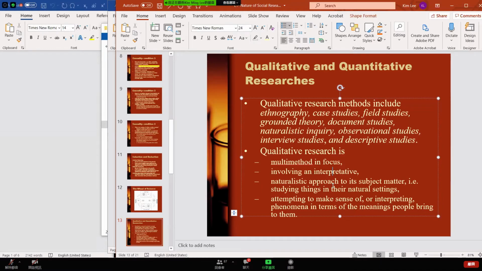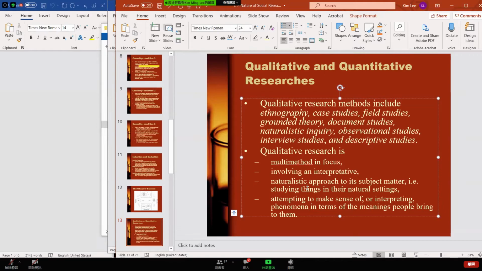Naturalistic approach to a subject matter. Naturalistic, that means you study them in their natural environment. So you interview people at some places comfortable to them. But for quantitative research, for example, in experiment, you do it in a laboratory. A laboratory is not a natural setting. So naturalistic approach, that means most qualitative research happens in a naturalistic environment.